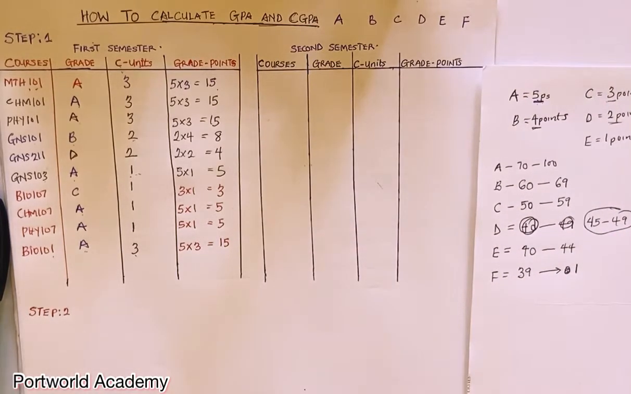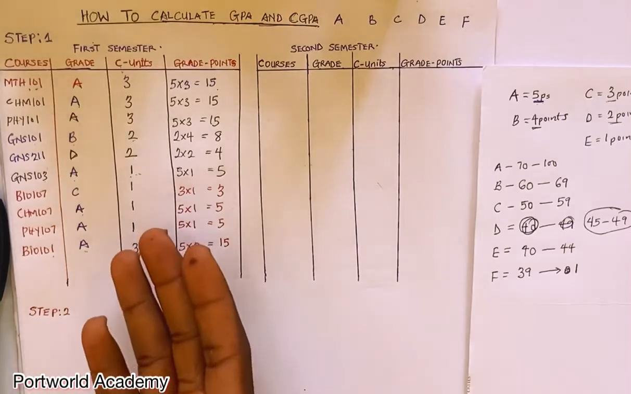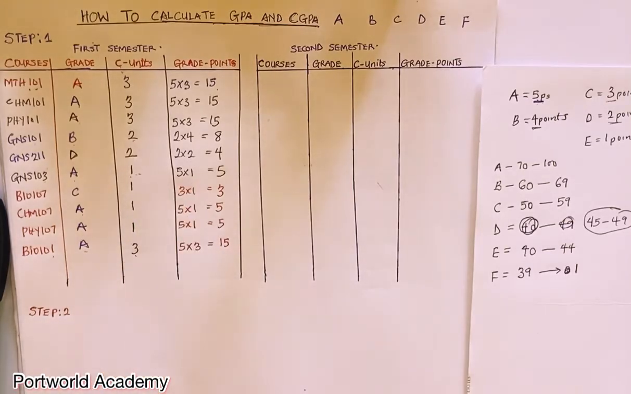Cumulative grade point average. Then what are you going to calculate here? You are going to calculate the GPA. Exactly. That's what we need to calculate here, because GPA is what you can have after your first semester. That is after a semester. What you can have is the GPA.